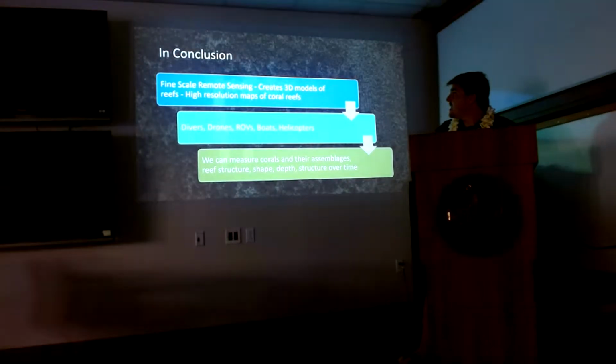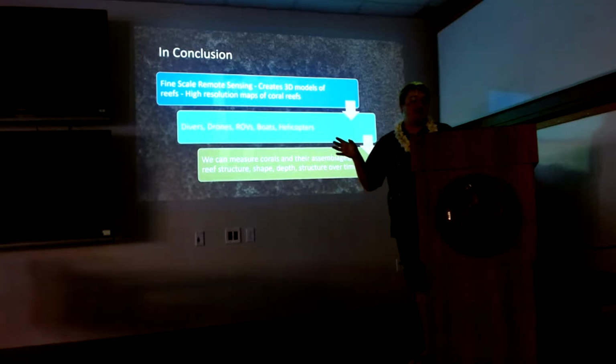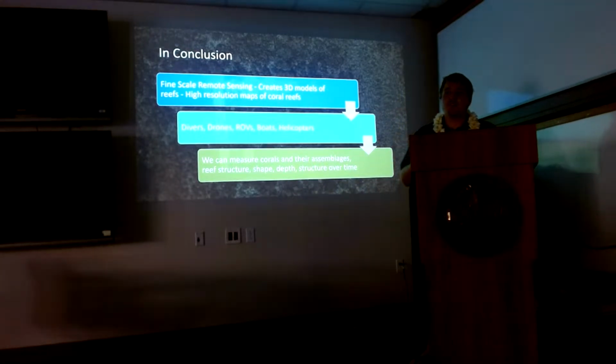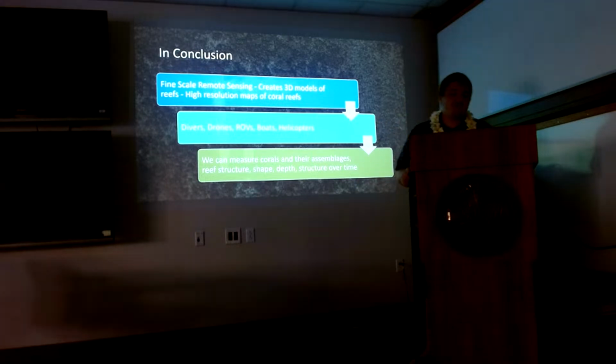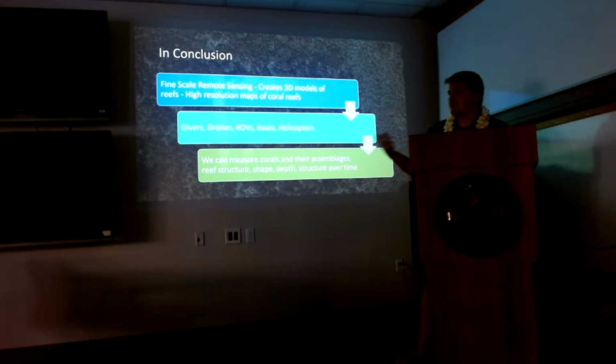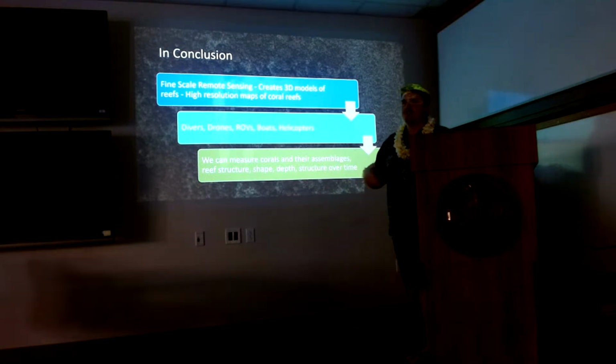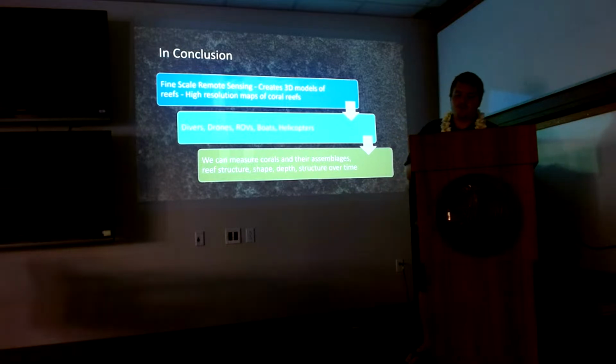So, in conclusion on all of this, and then we'll wrap it up and go into questions. You guys can still keep looking at all the different interactive stuff. Structure from motion is a type of fine-scale remote sensing. We use it to create 3D models of reefs or really anything we want to take images of. By flying into coral reefs, we're able to make really high-resolution 3D maps that give us the tools to measure corals, detect change over time, and see the impacts of storm damage.